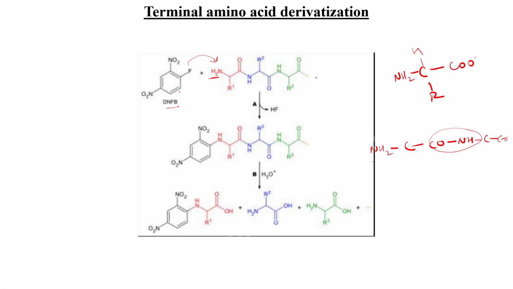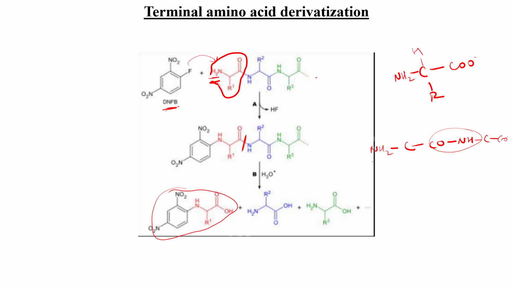So if you see here, we have the N terminal, the amino terminal, the first amino acid marked in red. So this 1-fluoro-2,4-dinitrobenzene will react to this amino terminal, and then we can cleave off this part, and we can identify this compound that we are getting on either TLC or HPLC and compare it with standard amino acids.